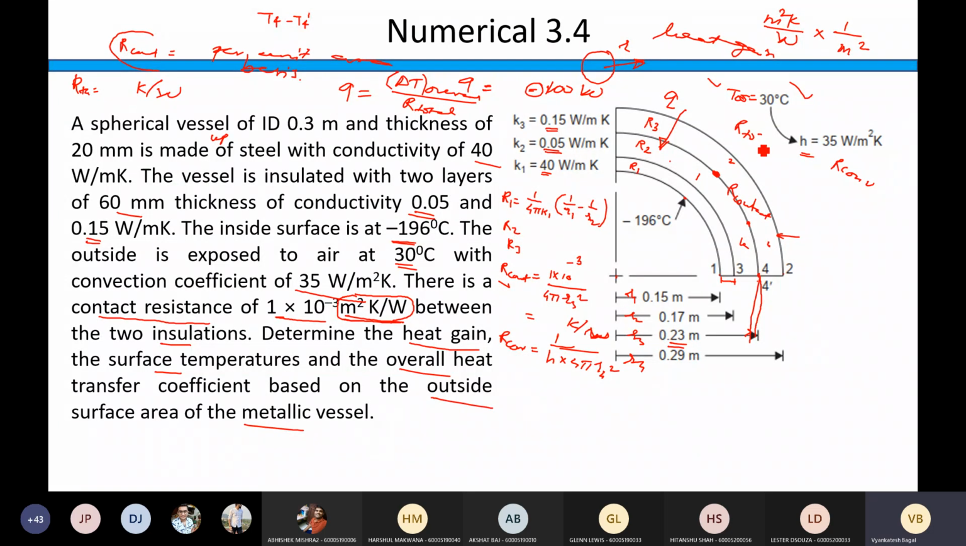And R total you can use here, and delta T overall, I will write the delta T overall or the temperature difference using our sign convention. It will be inner temperature minus outer temperature. So keep the sign as it is. So delta T will be written as minus 196 minus 30. This is your temperature difference, and whole divided by your R total, whatever value you get. So that should give you the rate of heat transfer Q. Clear?